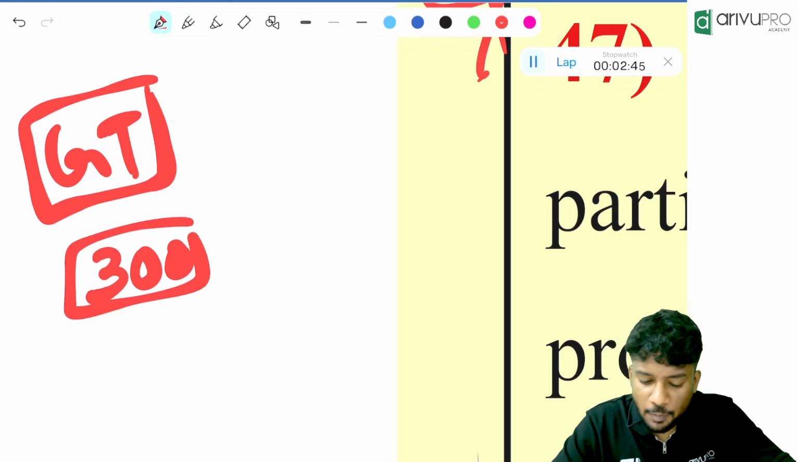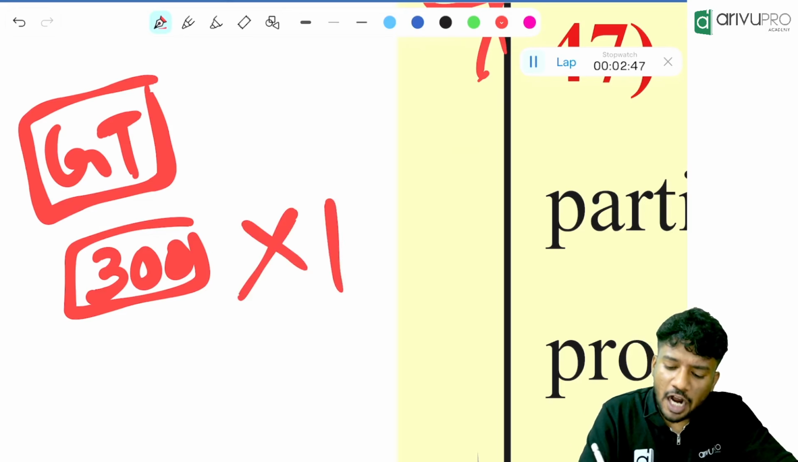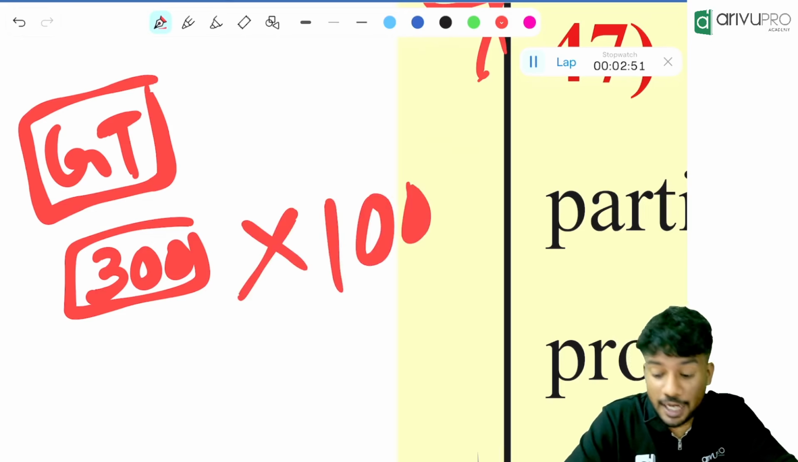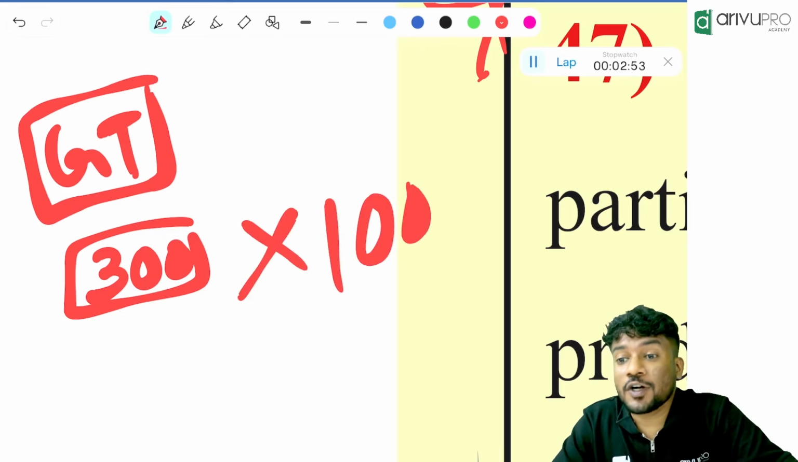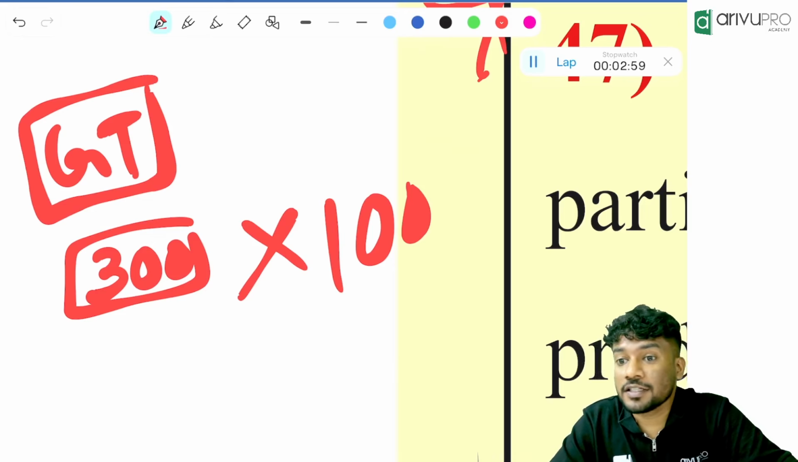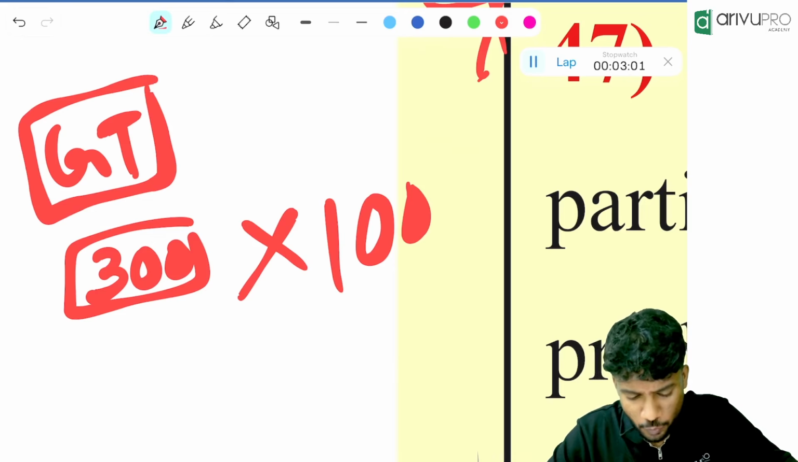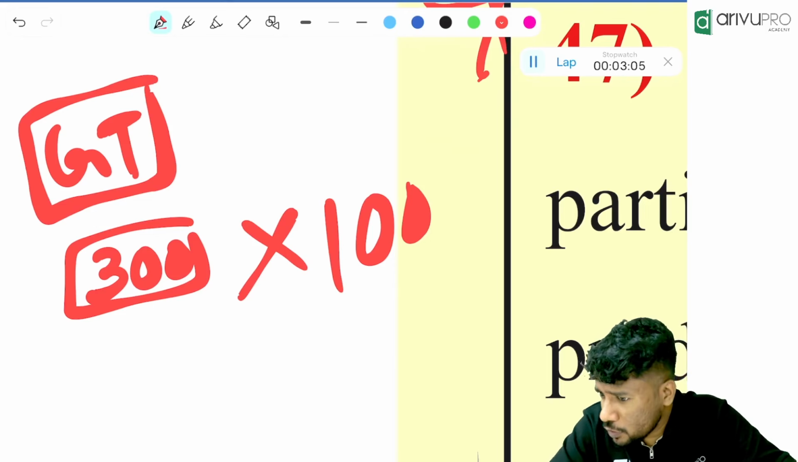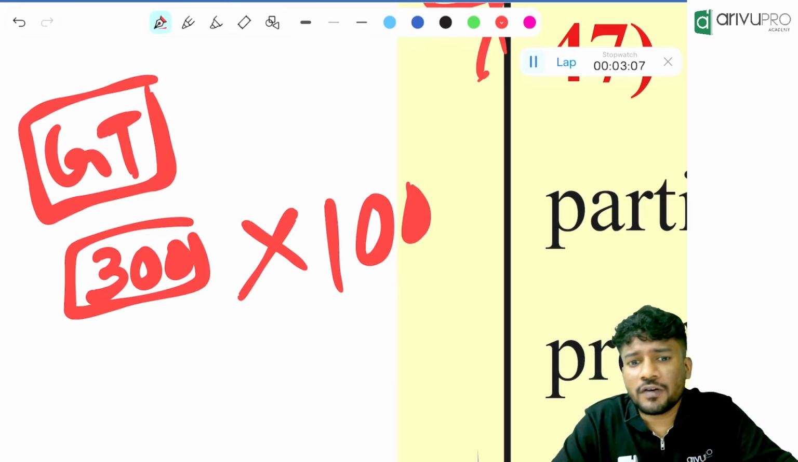Then I am producing 100 calculators per day. What is the total cost I am incurring? Can anyone tell me? 300 into 100. That is the total cost. So, can I tell you that total cost is nothing but cost per article into number of articles?